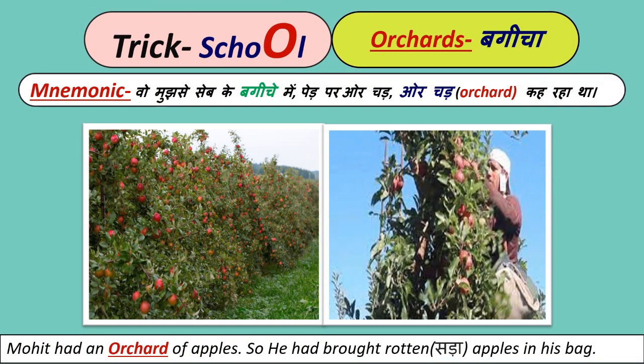The next letter is O and the word is orchard, which means बगीचा. Mnemonic is वो मुझसे सेब के बगीचे में पेड़ पर orchard कह रहा था. Let's see the sentence. Mohit had an orchard of apples, so he had brought rotten apples in his bag. Rotten means सड़ा हुआ.